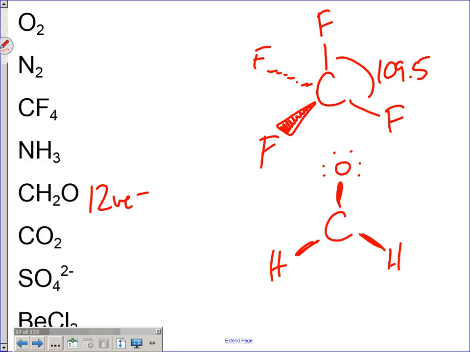How many electrons have I used? 12. 2, 4, 6, 8, 10, 12. I'm done. Now, here's what you have to double check. Does everybody have octet? No. Who doesn't? Carbon. Carbon: 2, 4, 6. Okay, so that's what I want you to see. I wanted you to make a mistake.